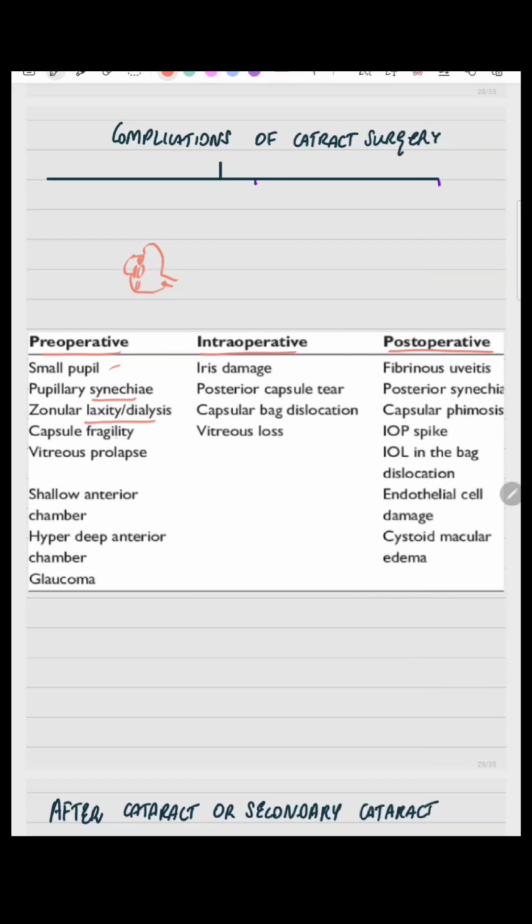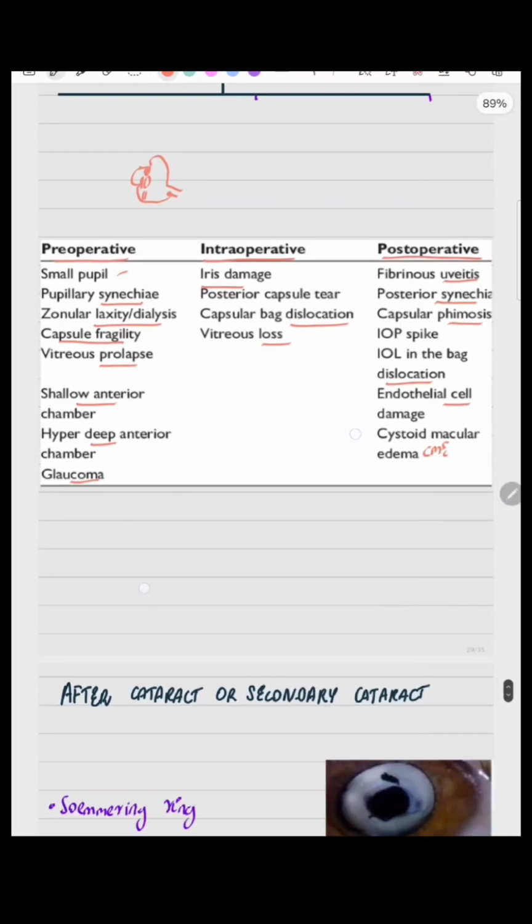Otherwise, zonular laxity, dialysis, fragile capsule, vitreous prolapse, that is vitreous coming to the anterior chamber, shallow anterior chamber, deep anterior chamber, glaucoma. Intraoperatively, while doing surgery, iris damage can occur, posterior capsule tear can occur, capsular bag dislocation can occur, vitreous loss can occur. Postoperatively, uveitis, posterior synechiae, capsular phimosis or IOL dislocation, endothelial cell damage, cystoid macular edema. There are numerous complications for cataract surgery. Every step will have complications.